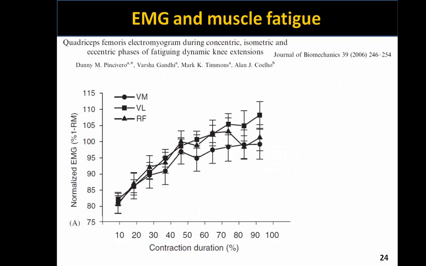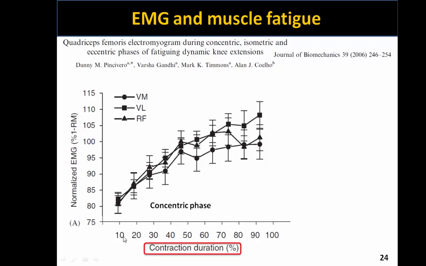And so this figure here illustrates the change in EMG in the activation patterns of the muscles throughout the entirety of that one set of 50% 1 RM repetitions to failure. And this graph only illustrates the concentric phase.